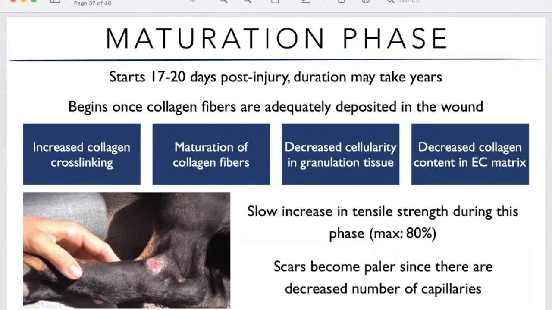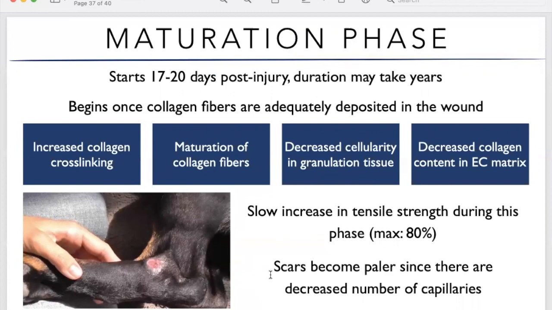Okay? Now, there is a slow increase in the tensile strength depending on the maturation of the collagen fibers. The maximum is 80%. Okay? Usually, that's the only amount of tension that you could get. Kapag nasugatan ng skin, basically, it will not return to its 100% normal function.